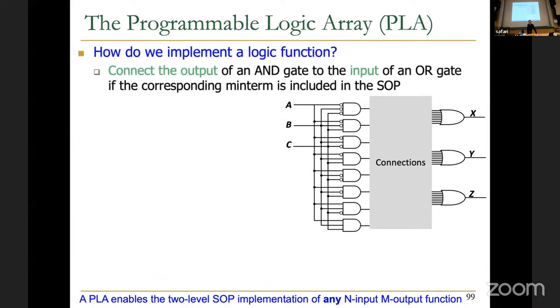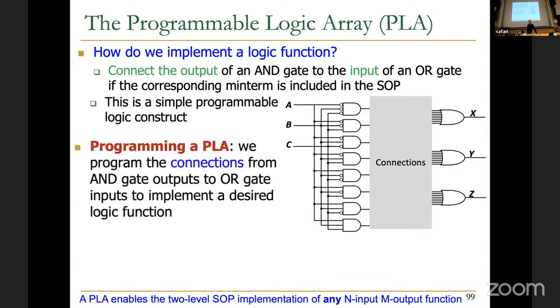So how do you implement a logic function? Let's take a look at this. You connect the output of an AND gate to the input of an OR gate if the corresponding min term is included in the sum of products. You've already seen this, so it's basically not magic. And you can make this programmable. Programming a PLA means that we program the connections from the AND gate outputs to the OR gate inputs to implement a desired logic function.